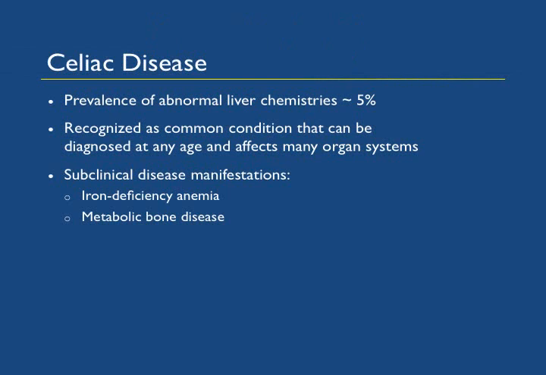As discussed in the previous talk, celiac disease needs to be ruled out in patients with abnormal liver chemistries. The prevalence of abnormal liver chemistries is approximately 5%. And it should be recognized that celiac disease is a common condition that can be diagnosed at any age and affects many organ systems. In the adult, subclinical disease manifestations are the norm, iron deficiency anemia and metabolic bone disease being the most common manifestations.